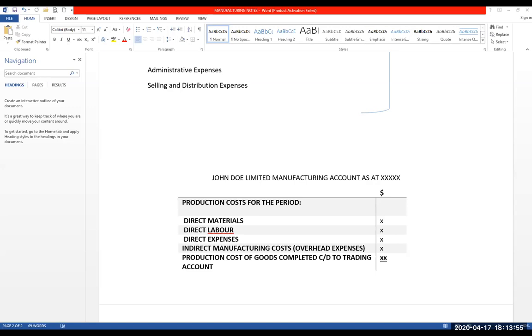Then we're going to add our indirect expenses, which is rent, salary, etc. That added to your opening work in progress, added to your prime cost, less your closing work in progress will give you your total cost of production. This is imperative, it's important that you learn this format, okay?